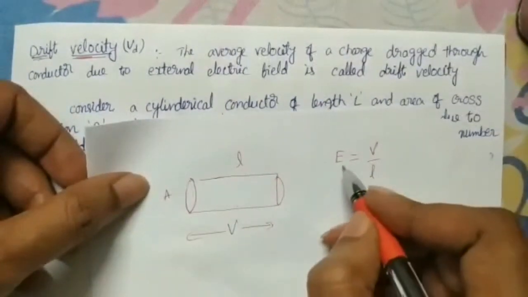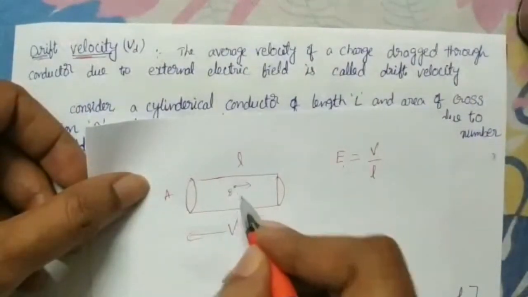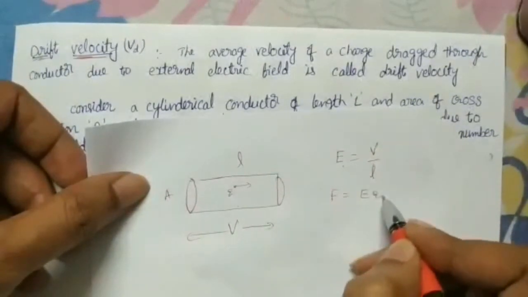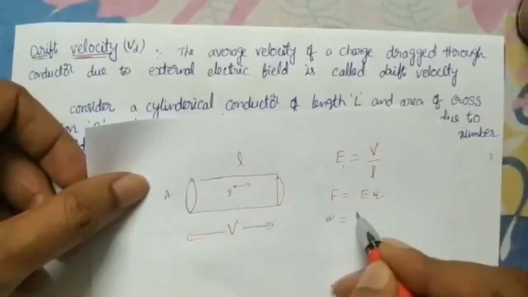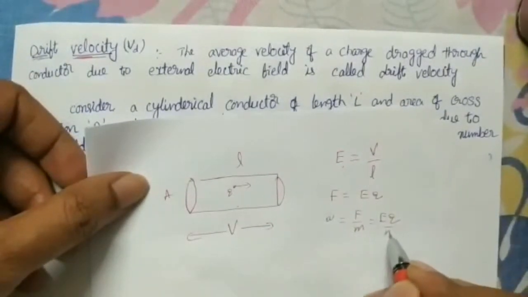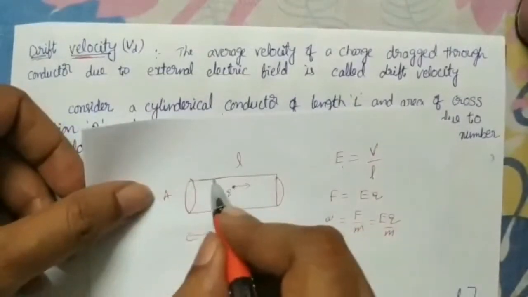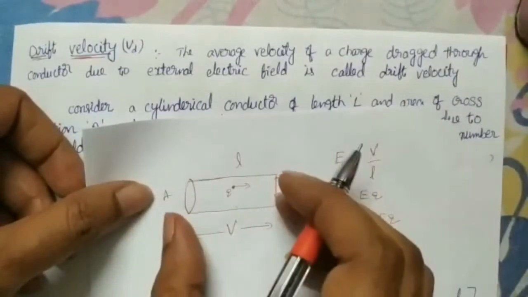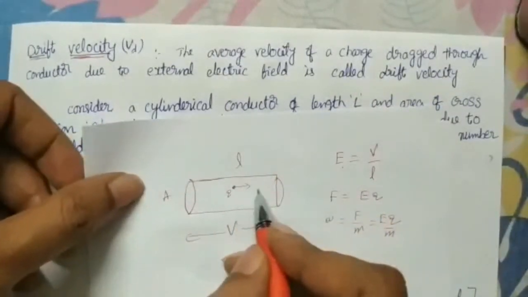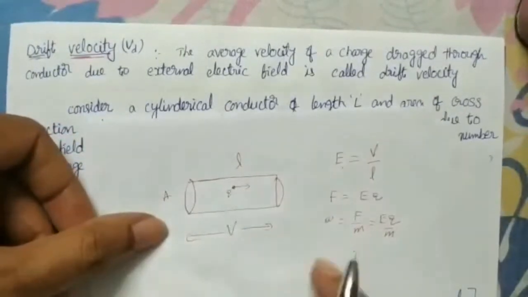So here, due to this field, which you can think of as acting like this, a charged particle is there. What is the force experienced? F is equal to EQ. What is the acceleration? Force by mass, that is EQ by M. That means a charged particle is moving with some acceleration when you apply some potential across the conductor. Acceleration means speed keeps on increasing, an accelerated motion.